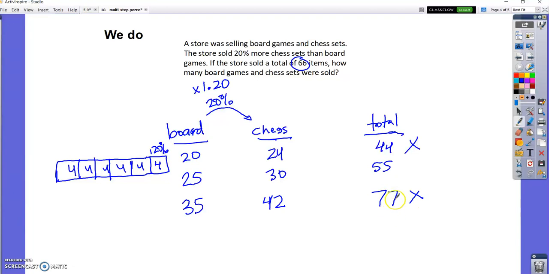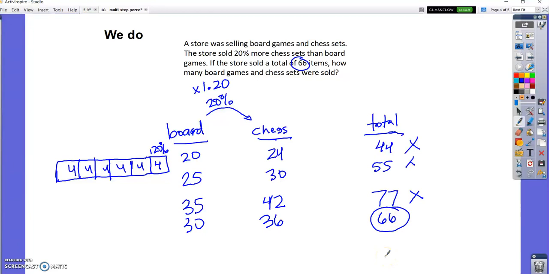I only need 66. So logic would tell me don't keep increasing this because I'm already up too high. So 25 was too low, 35 was too high. So it seems logical to do 30. And of course you already know if you do that, it's 36. And we get 66.